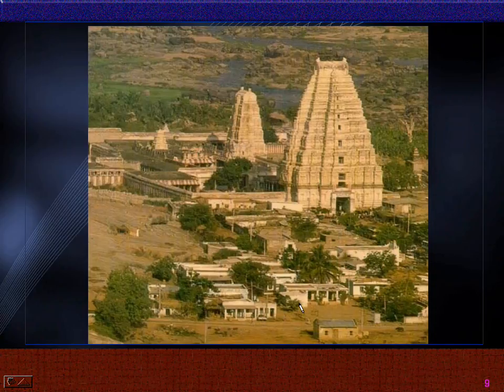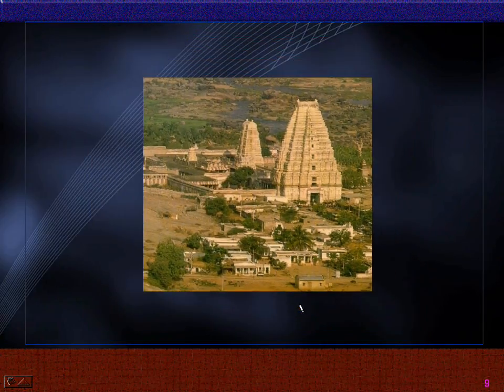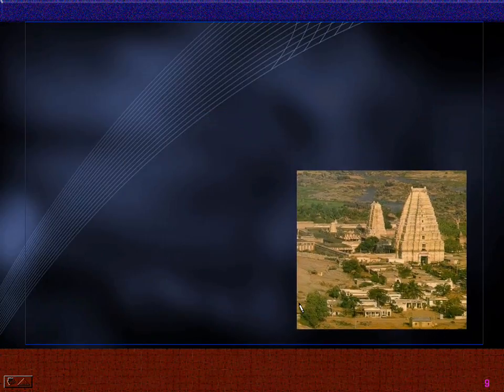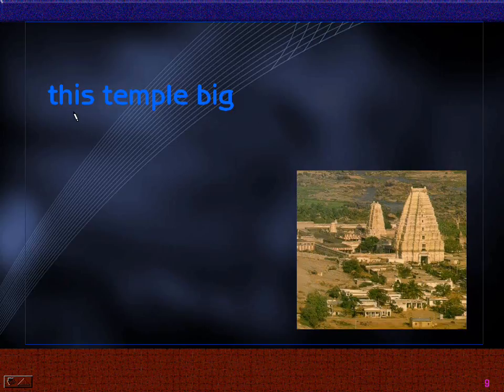You can see a beautiful picture here. So what is there in this picture? Here is a sentence. What does it read? This temple big. This temple big. Is it meaningful? Is it correct? No, right? It only gives some information like temple, big, but it's not a correct sentence.